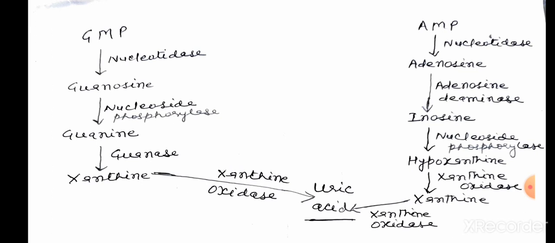Similarly, adenine monophosphate is converted into adenosine. Adenosine is converted into inosine in the presence of adenosine deaminase. Inosine is now converted into hypoxanthine. Hypoxanthine forms xanthin in the presence of xanthin oxidase enzyme. Xanthin forms uric acid in the presence of xanthin oxidase. So, in the metabolism of purines, adenine and guanine, ultimately uric acid is formed.